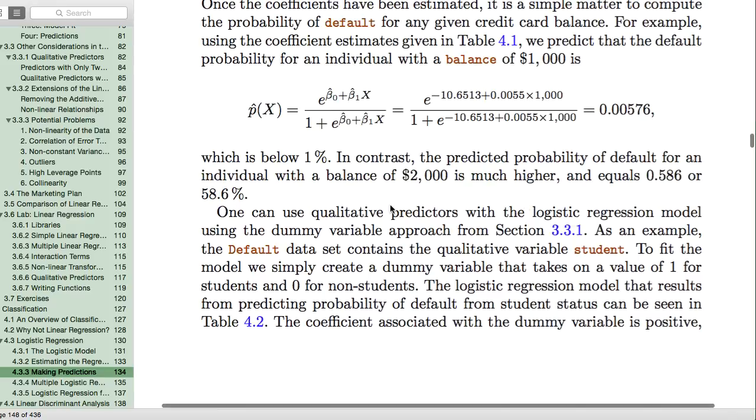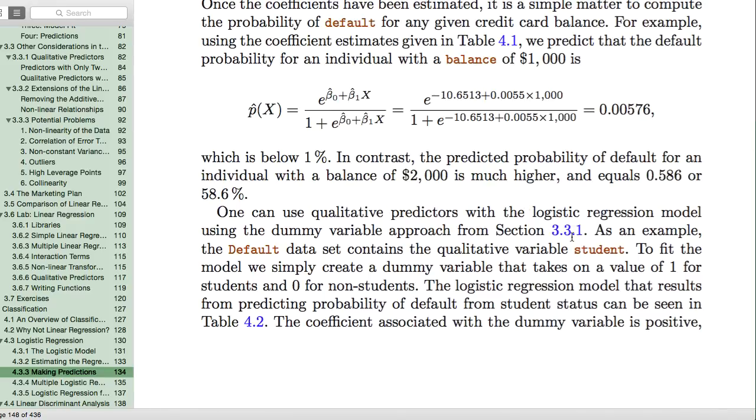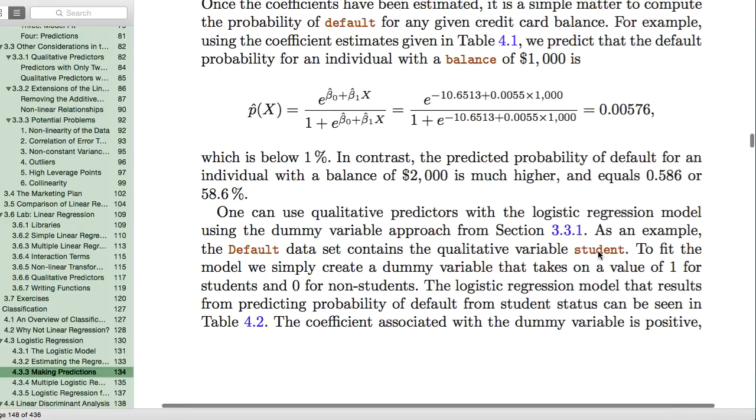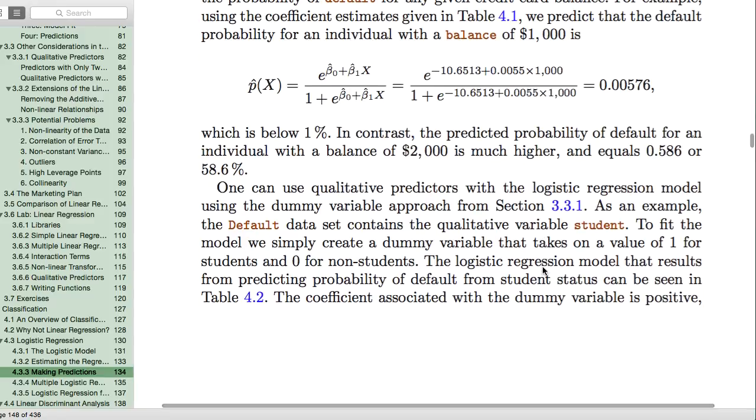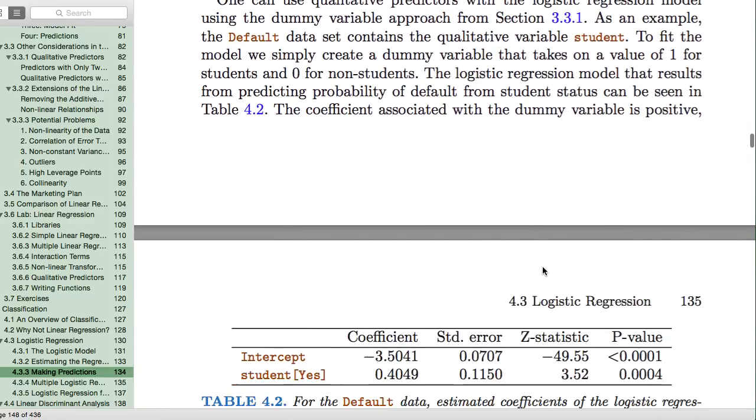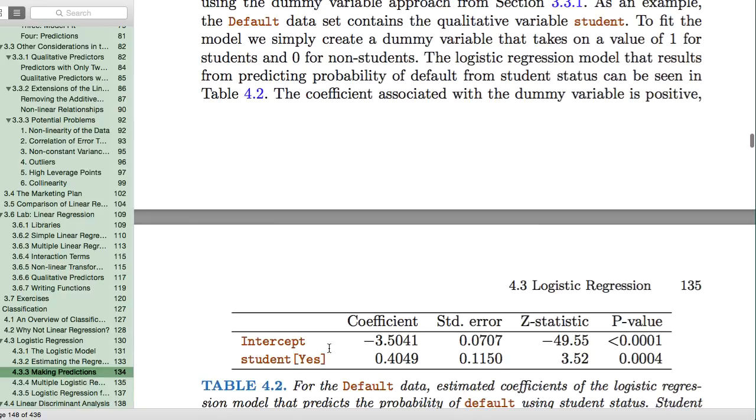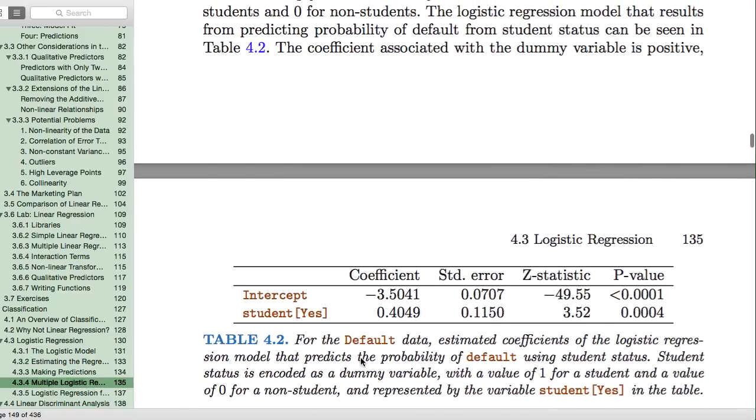So one of the qualitative predictors in the default data set is whether or not the person is a student. So we can create an indicator variable, and if we do this, R will create an indicator variable for us if we've identified student as a yes/no question. And here's the result that we get. If student is the only thing that we know about, there is a very positive relationship. The z statistic is quite large. The p-value is quite small.